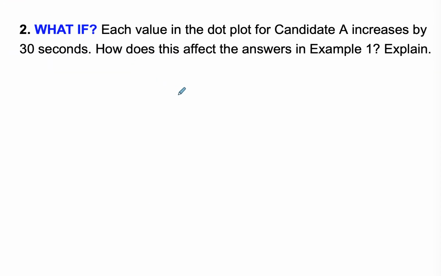What if each value in the dot plot for candidate A increases by 30 seconds? How does this affect the answers in example 1? Explain. You don't have to calculate it, but pause the video and write down how you think this would be impacted.